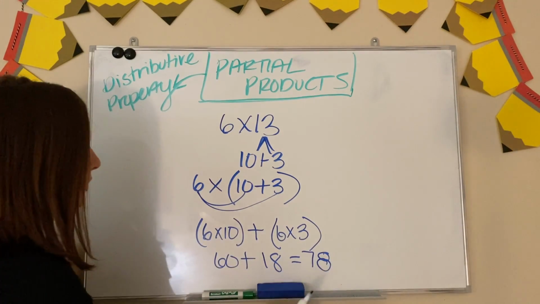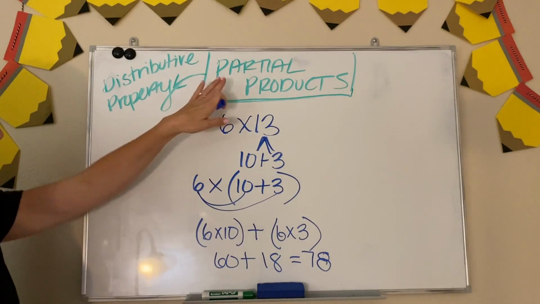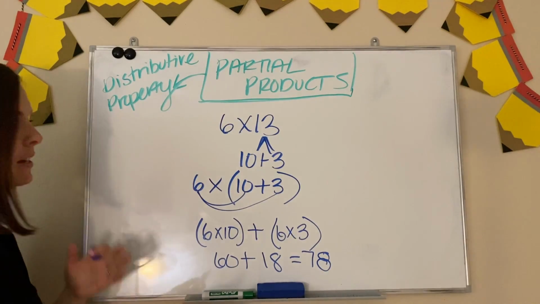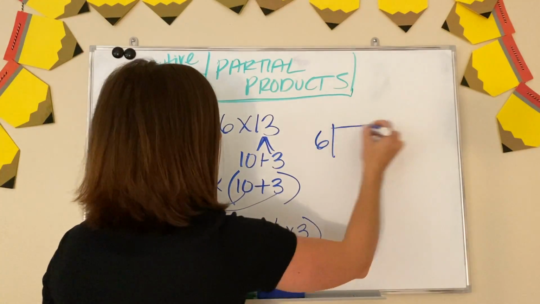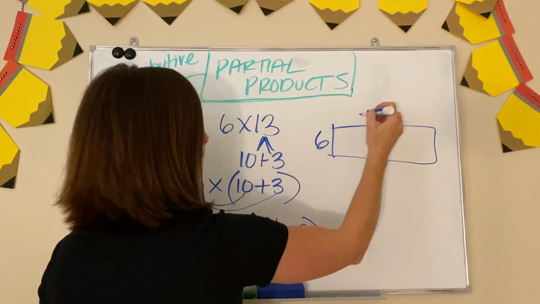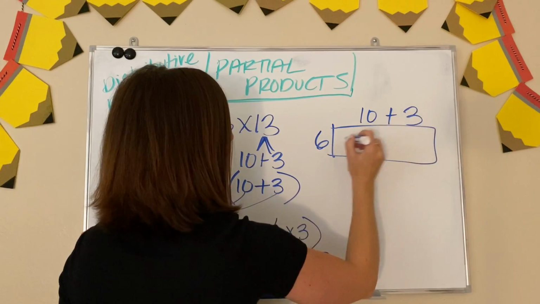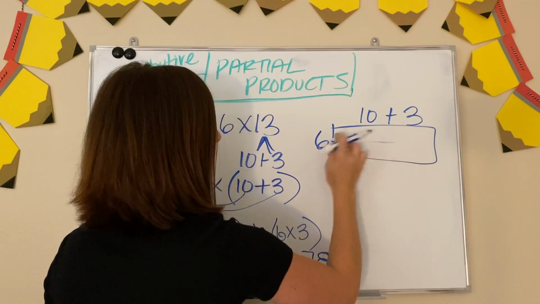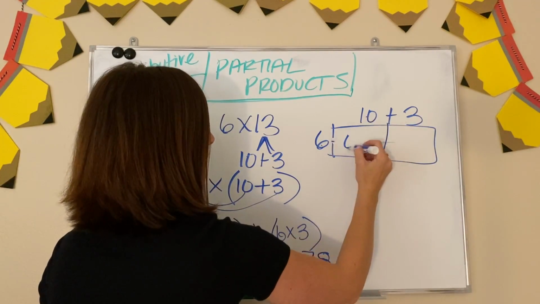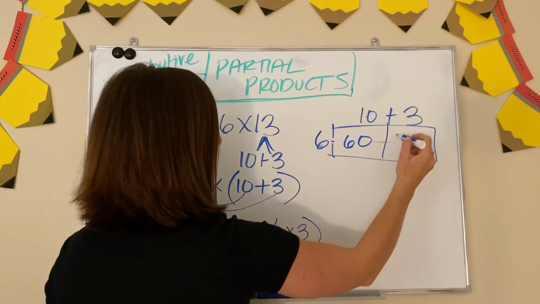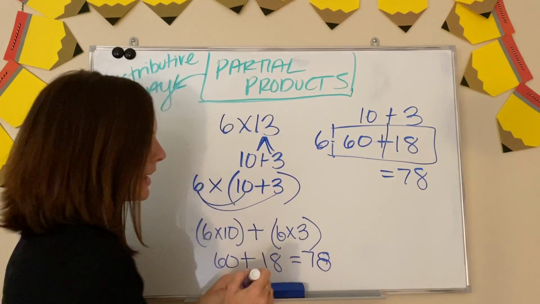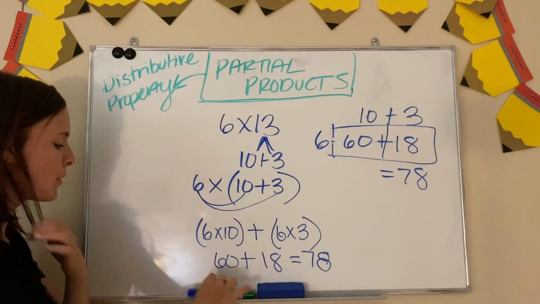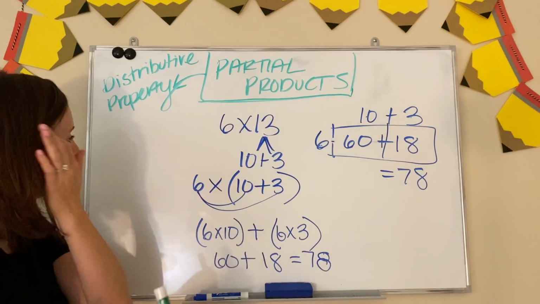So now let me go back and show you what we did using the partial product lesson, because that was definitely a little bit easier. So what I did is we took 6 and we broke out the 13 into a 10 plus the 3, right? And then we multiplied it. So 6 times 10 is 60 and 6 times 3 is 18. And if we added those together, it's the same thing. We got 78.